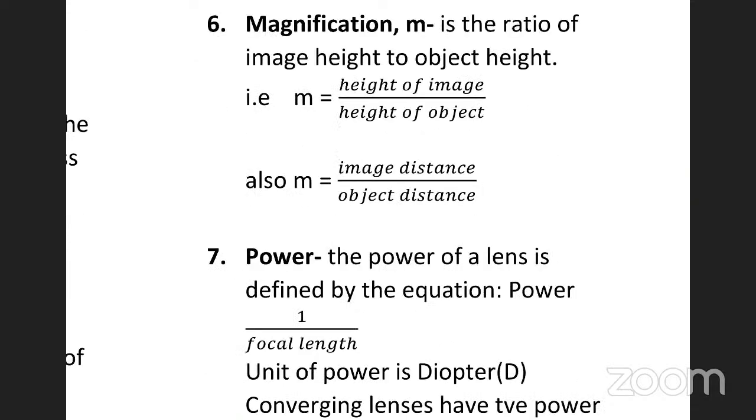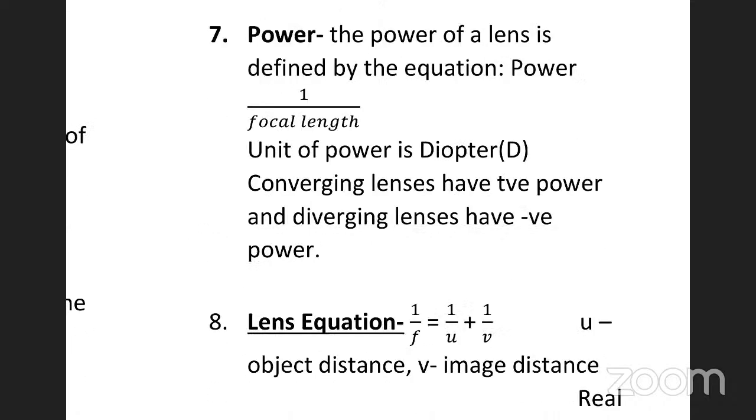Right. So magnification is the image height over object height, or image distance over object distance. Then there's something new called power. Power is 1 on the focal length, but the focal length has to be in meters. The SI unit of power is the diopter, capital D.